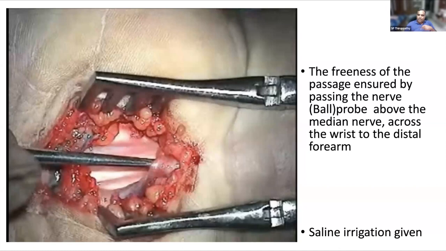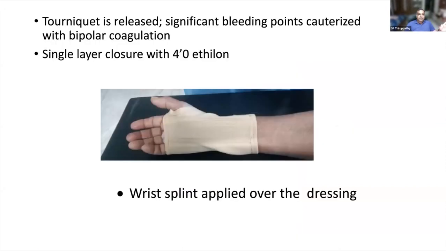across the wrist to the distal forearm. Thorough saline irrigation is given, and the tourniquet is released. Significant bleeding points are cauterized with bipolar coagulation. We prefer a single layer closure with polyethylene. Rest is applied over the dressing.